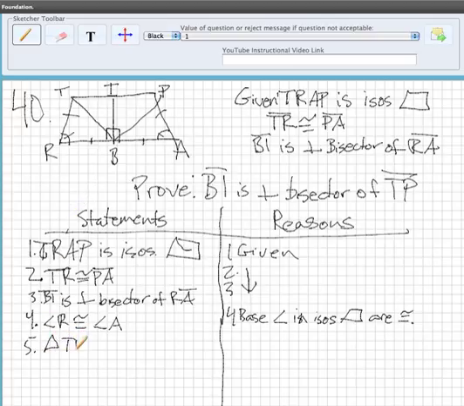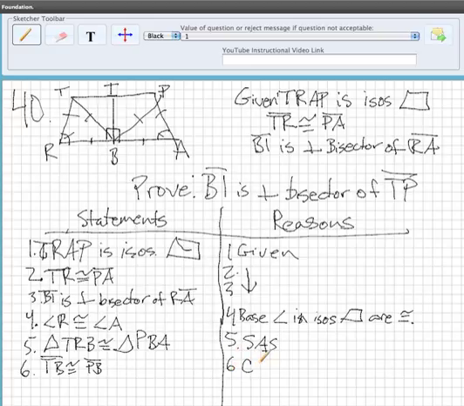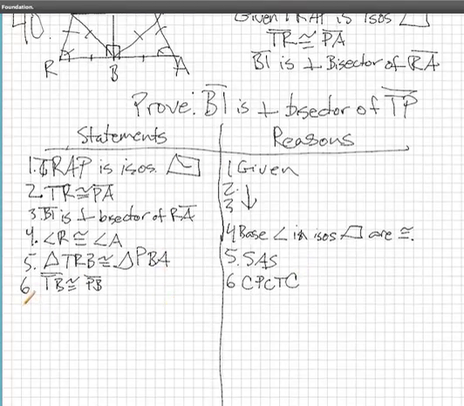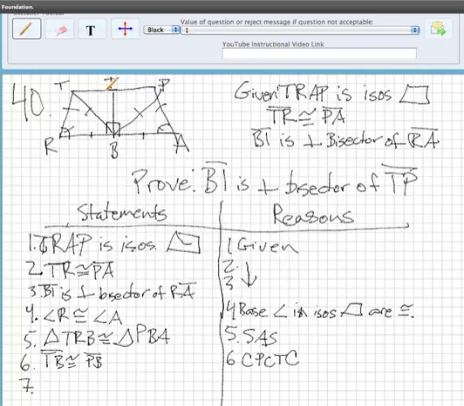So triangle TRB is congruent to triangle PBA. And that was by side angle side. Next, we're going to say that TB and BP are congruent. And that's by congruent parts of congruent triangles are congruent, CPCTC. So now, what we want to do is, I'm actually going to prove that this is perpendicular right here.